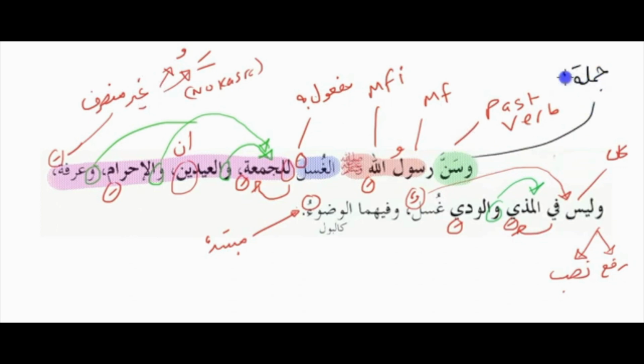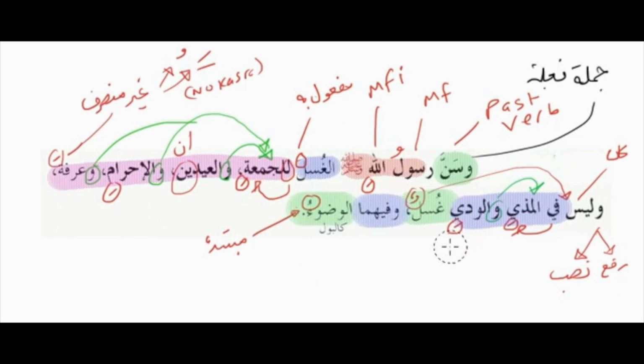And then next, we have the next sentence, which starts off with ليس في المذي. This is the اسم of ليس. And في المذي والوادي, this is the خبر of ليس. And then this is the مبتدأ الوضوء, and وفيهما is the خبر.